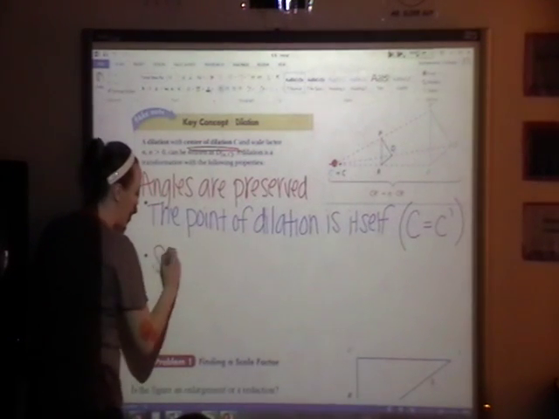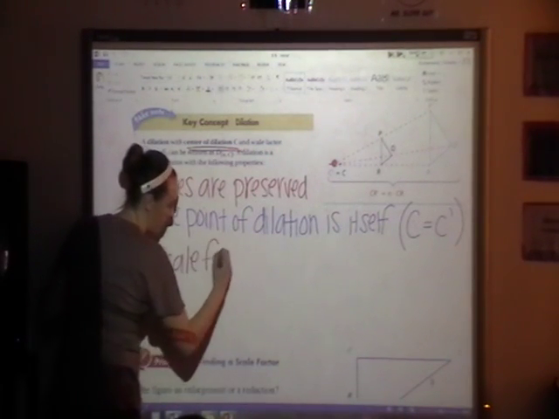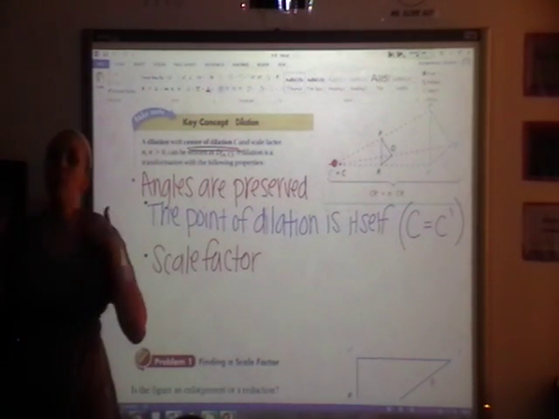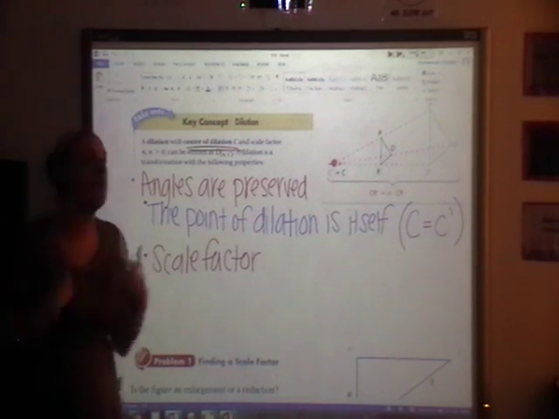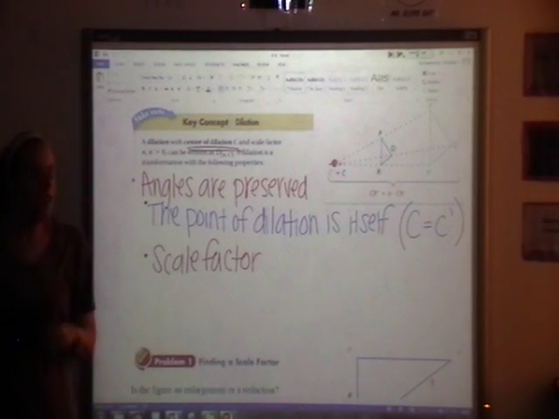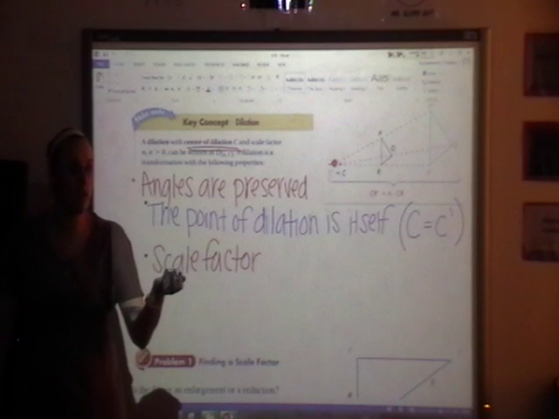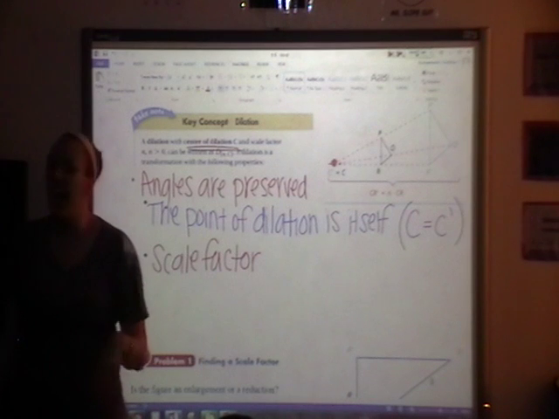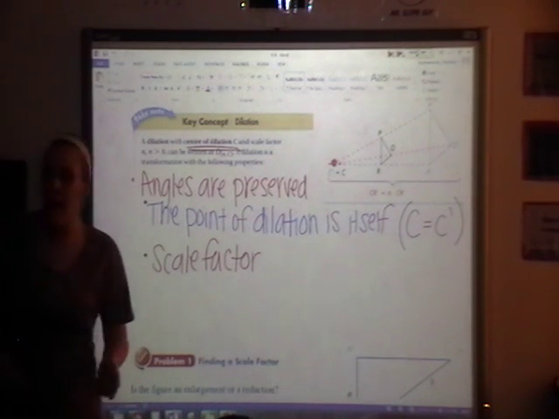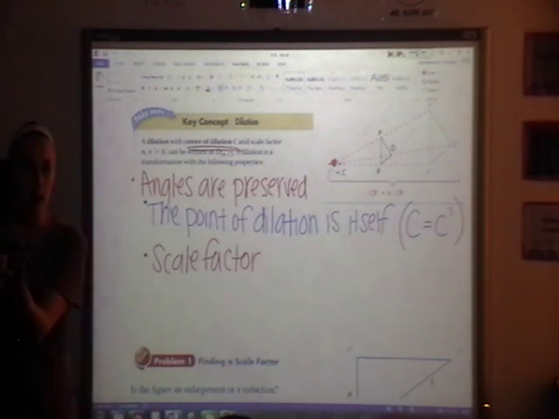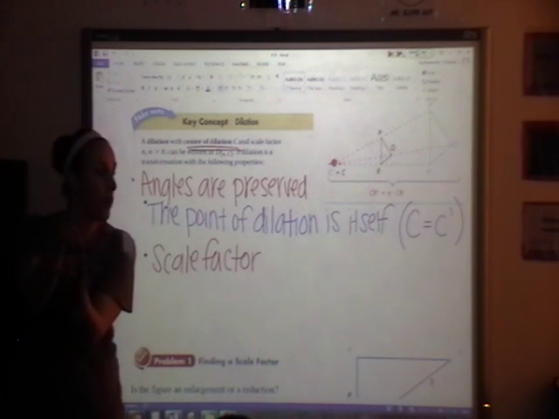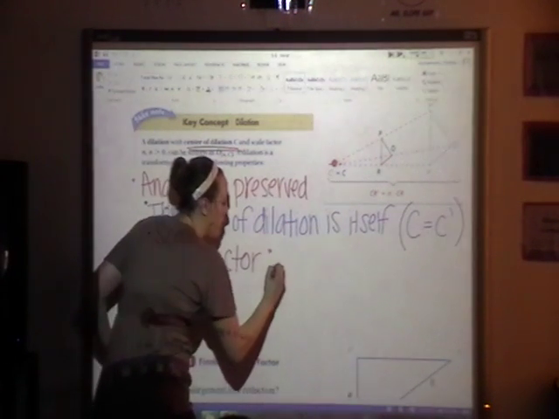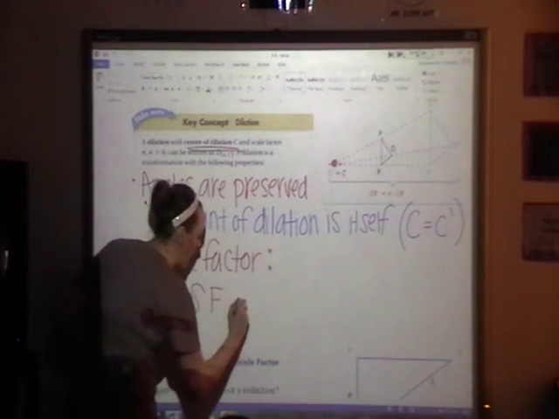Last thing, scale factor. This is our relationship. Scale factor is what you are multiplying your figure by to increase it or decrease it. You know how I told you guys reduction is less than 1, enlargement is greater than 1? That's talking about scale factor. If my scale factor is less than 1, my figure is going to get smaller. If my scale factor is greater than 1, it's going to get bigger. So scale factor, there's a formula for that. I call it SF for scale factor.